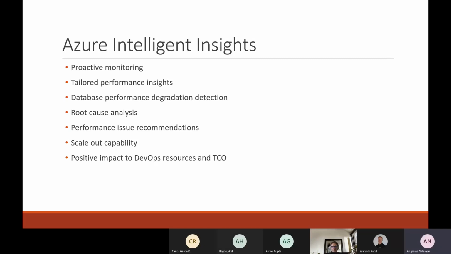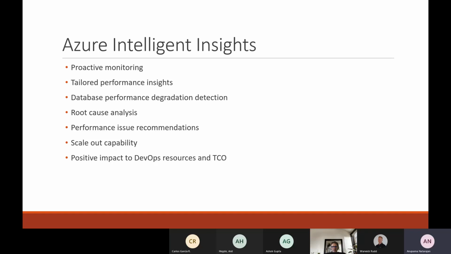And also you can decide, okay, have we reached a bottleneck here, and we have to think about scaling out our Azure SQL database? Or is there any performance issue that we are noticing? And what are the recommendations that we are getting from Azure? And also a positive impact to your DevOps resources or your total cost of ownership. All these things you can pretty much get as part of your Azure Intelligent Insights.